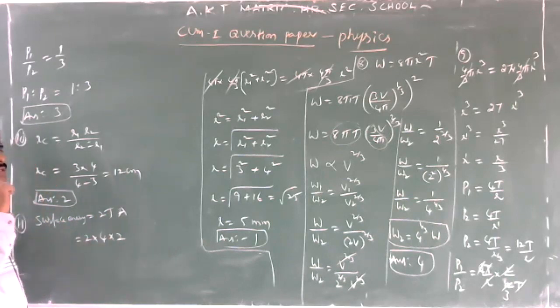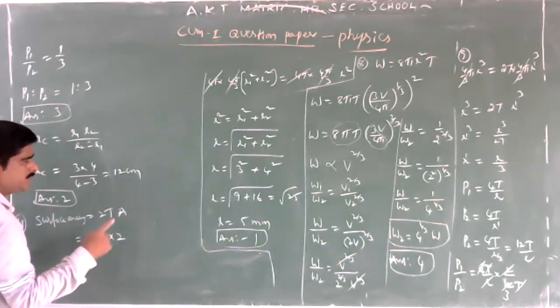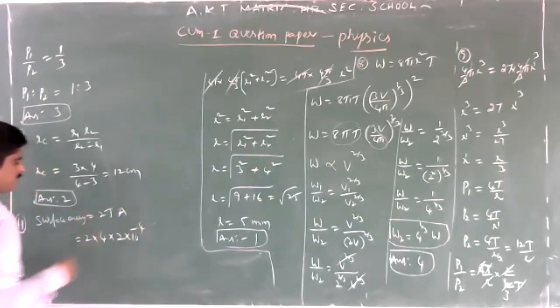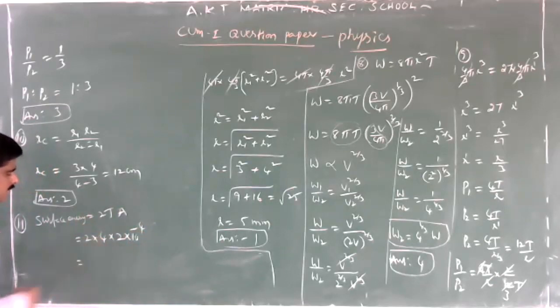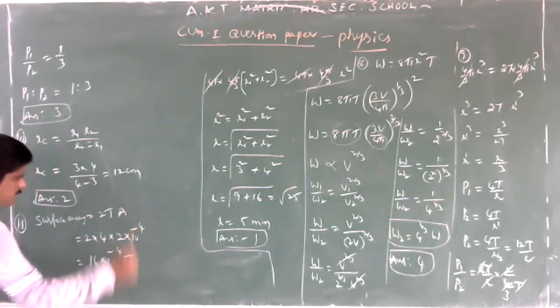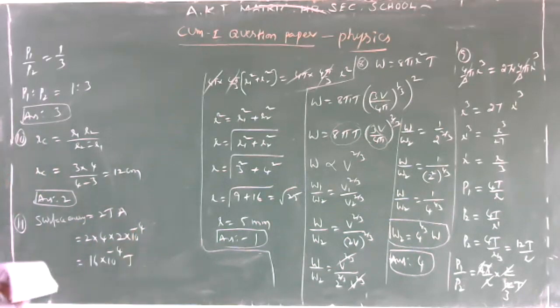For that, conversion to meter square: 2 into 10 to the power of minus 2 whole square. That is 2 into 10 to the power of minus 4. So that is equal to 4 into 2 into 2 is 16, 16 into 10 to the power of minus 4 joule. So which option is correct? Second option is correct. So for the 11th question, the second option is correct. Next.